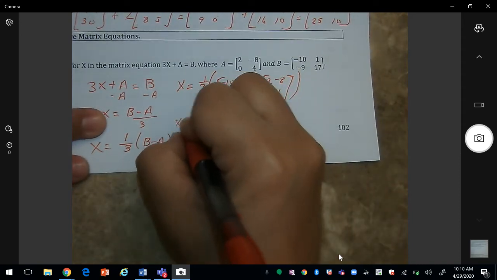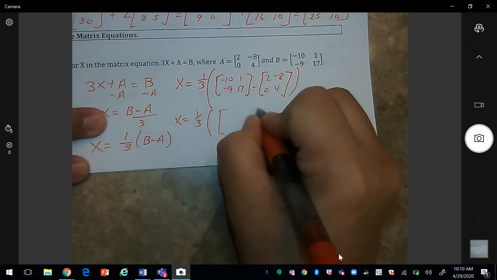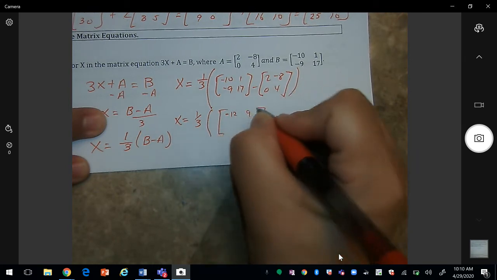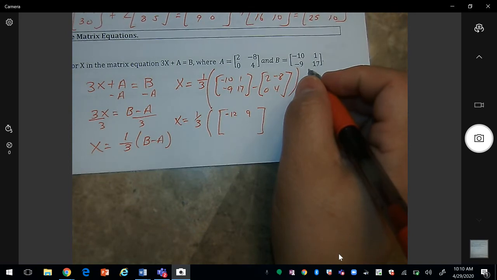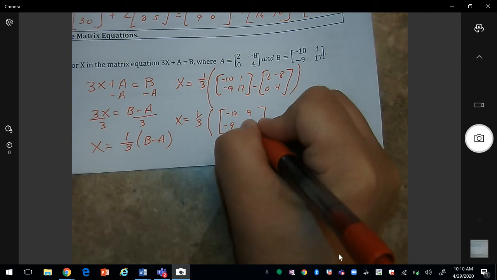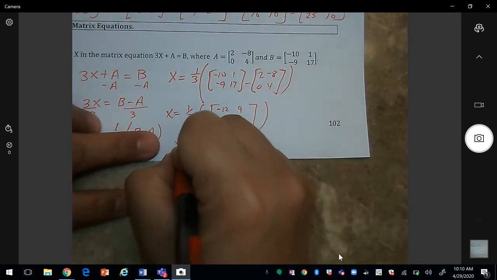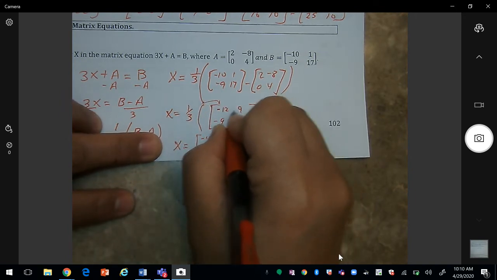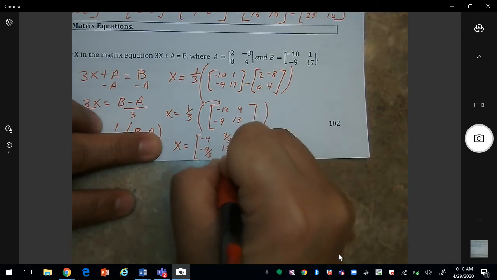So we can work the parentheses first. Negative 10 minus 2, negative 12. 1 minus negative 8 is 9. Negative 9 minus 0 is negative 9. And 17 minus 4 is 13. Then we can multiply the scalar of 1/3 inside. 1/3 times negative 12 is negative 4. 9 times 1/3 is 9/3. Negative 9/3 and 13/3.